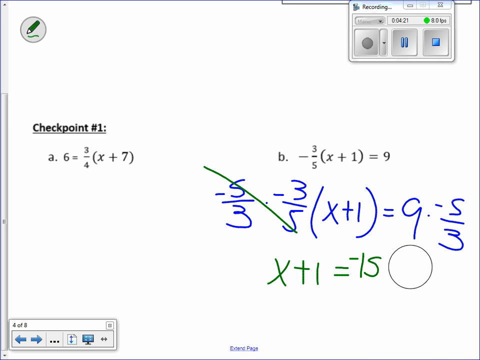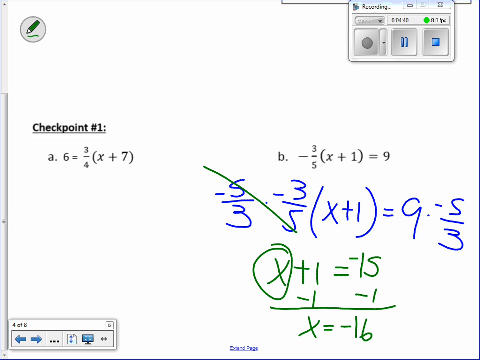So I can take that off. I simplified that 9 times that negative 5 over 3 gives me a negative 15. Now to solve for our variable, we need to get rid of the 1. And I use the inverse property, so I subtract 1 on both sides. I'm left with x is equal to a negative 16. And that's our answer.